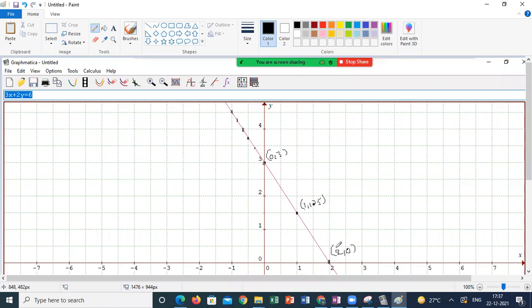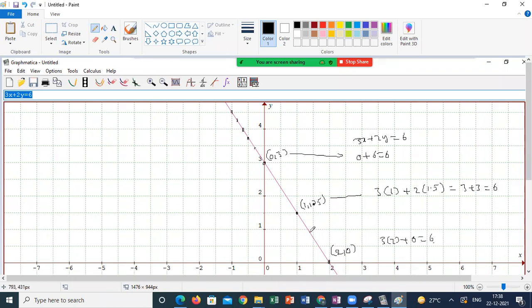N number of points I can choose here. So the equation is what? 3x plus 2y is equal to 6. If I'm substituting this one, 0 plus 6 is equal to 6. So this point, if I'm taking this point, 3 into 1 plus 2 into 1.5 is equal to 3 plus 3, 6. This is also proving the statement. If I'm taking 3 into 2 plus 0, it is equal to 6.